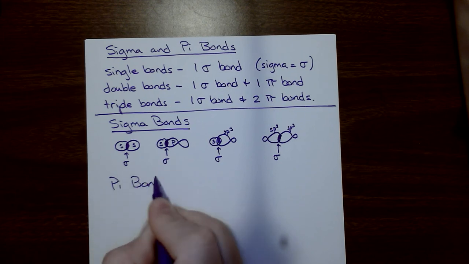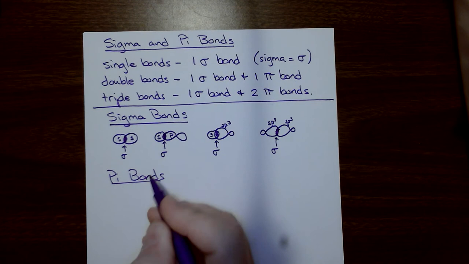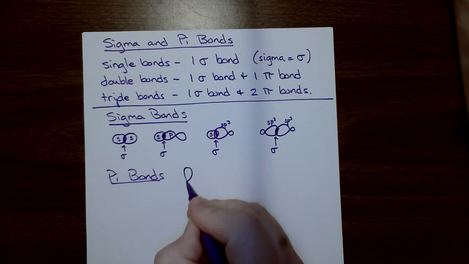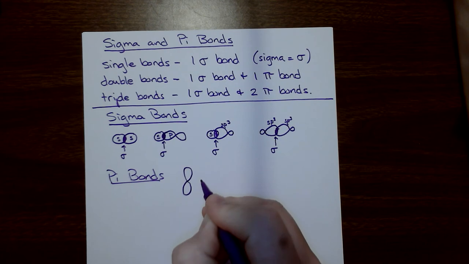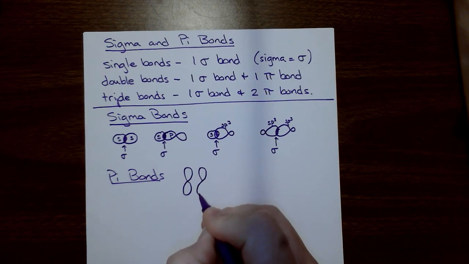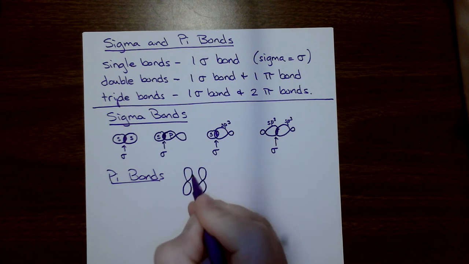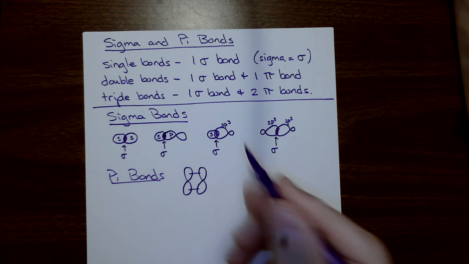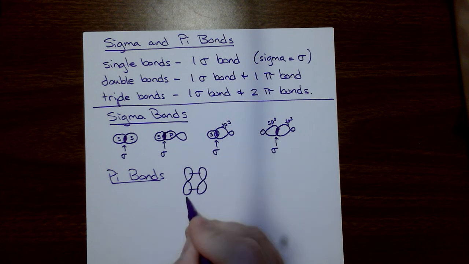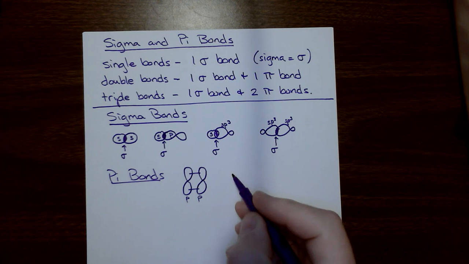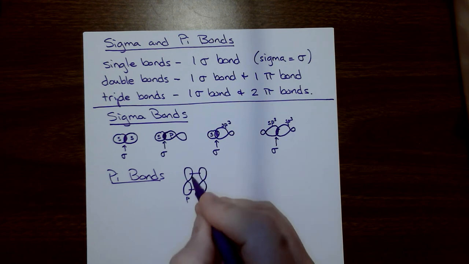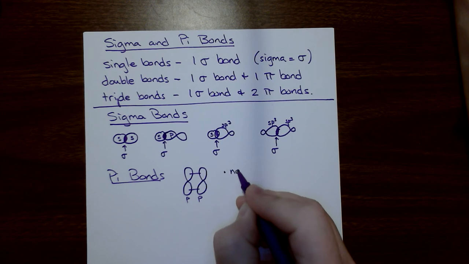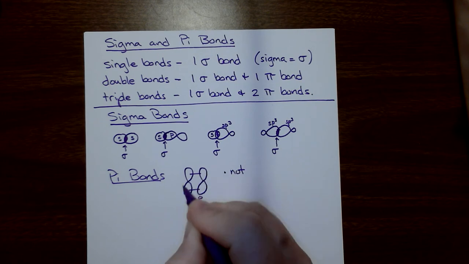Now pi bonds occur when there's an overlap between p orbitals. And so you'll have a p orbital here and a p orbital here, and it's hard to draw them overlapping, so what we do is we kind of show that these parts are overlapping. So this would be an overlap of p orbitals. They're just p orbitals. And this overlap, top and bottom, this is not two bonds.